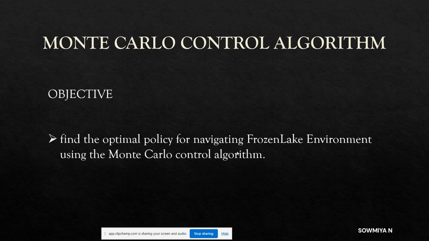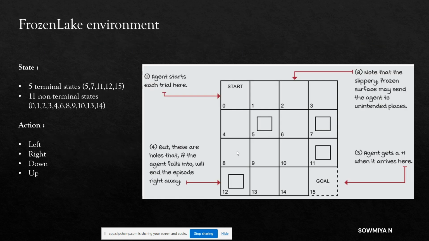In this environment, an agent needs to navigate from the starting state to the goal state while avoiding the hole states. So the frozen lake environment consists of states, actions, transition probability, and rewards. The goal is to develop a Python program that implements the Monte Carlo control algorithm to find the optimal policy for this environment. So the states include 5 terminal states and 11 non-terminal states.